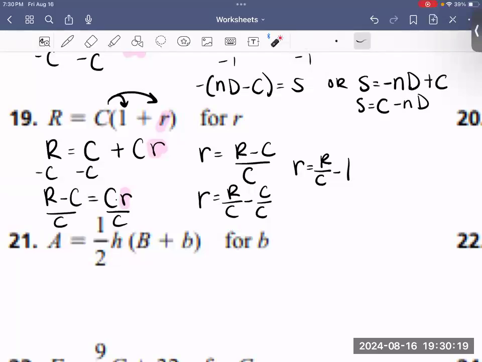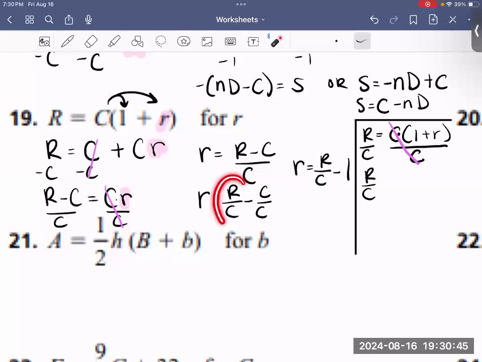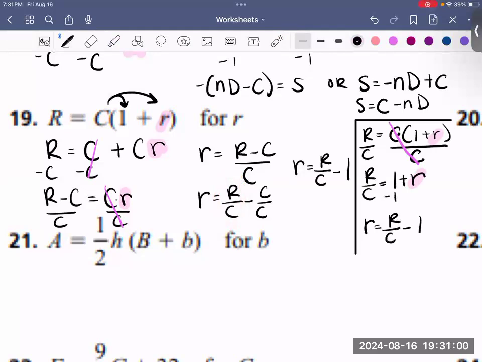Now let's say you did not choose to distribute. So instead, let's say you chose to divide out your C. C is doing the multiplying here, so we can divide it out. That cancels on this side, right? Just as they all cancel over here. So you're left with R over C, and notice that that's part of our answer over here, is equal to 1 plus R. And again, we're trying to solve for R, get R alone. So then we can go ahead and subtract 1. So R is equal to R over C minus 1.